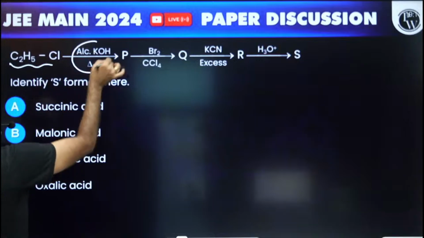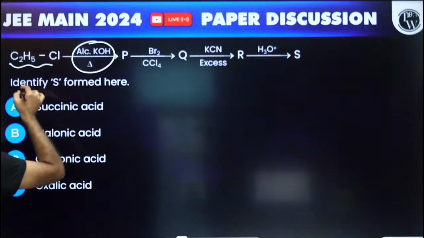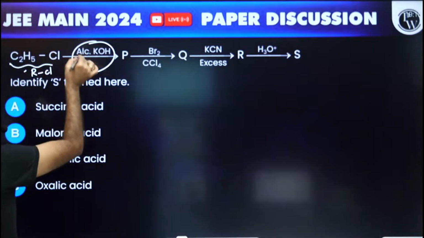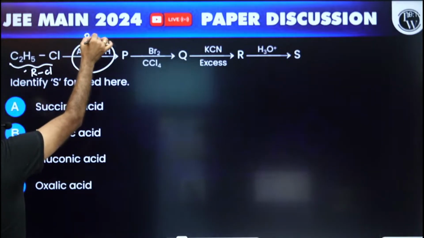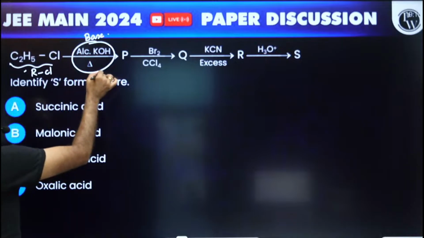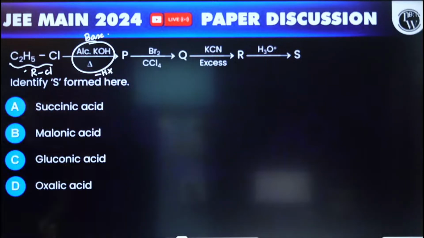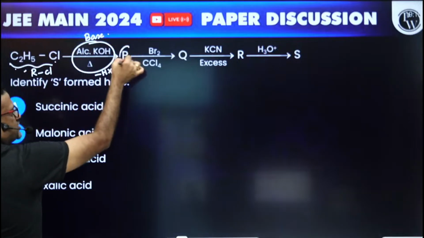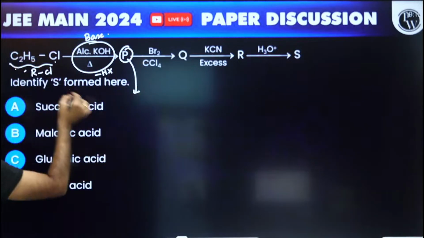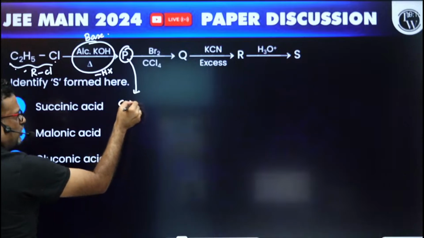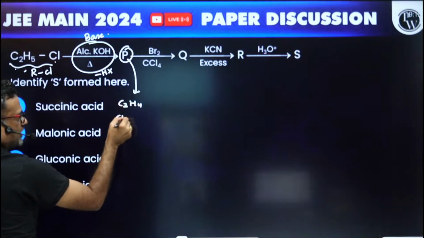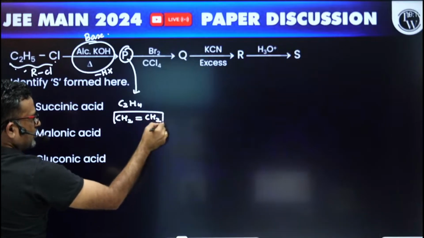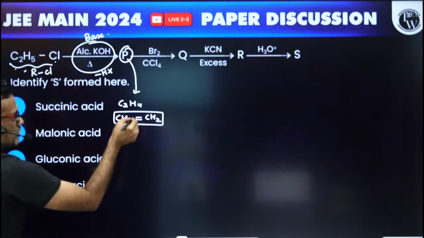C2H5Cl with alcoholic KOH. What would happen with alcoholic KOH for an alkyl halide? This is an alkyl halide. Alcoholic KOH would act as a strong base. In that case, what would happen? Dehydrohalogenation. C2H5Cl would undergo dehydrohalogenation. So what would be your P? Your P would be C2H4, nothing but CH2=CH2. Alkyl halide undergoes dehydrohalogenation to give you alkene.